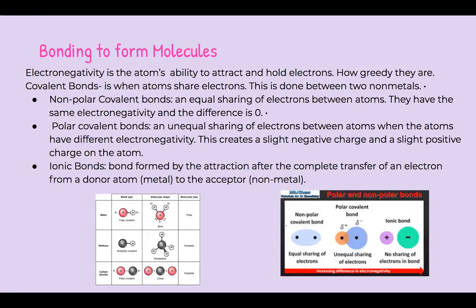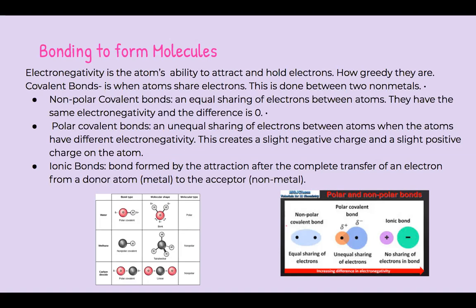Okay, so the bonds to form a molecule. Because a single atom isn't able to do much, the atoms have to interact to create molecules. So electronegativity is the atom's ability to attract and hold electrons, basically referring to how greedy they are. Covalent bonds is when atoms share electrons. This is done between 2 nonmetals. So we have 2 types of covalent bonds. Nonpolar covalent bonds is an equal sharing of electrons between atoms. They would have the same electronegativity, meaning that no one is greedier than the other.